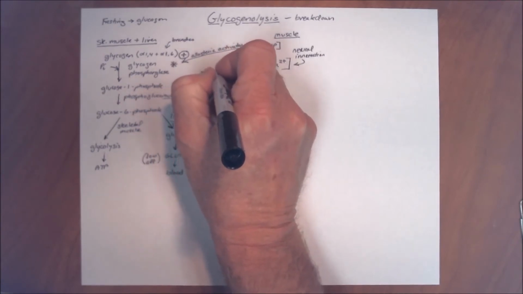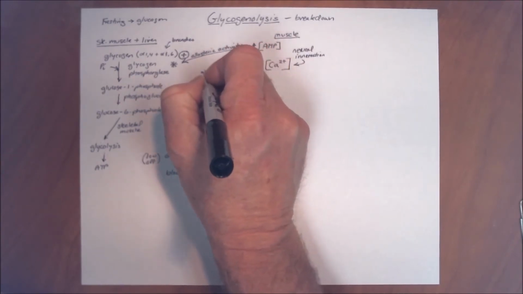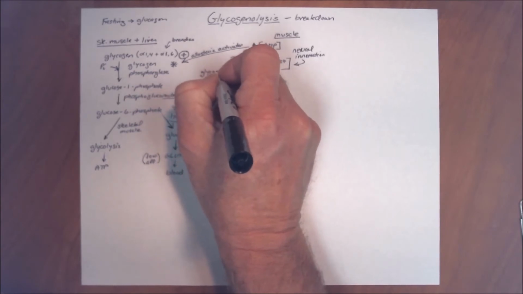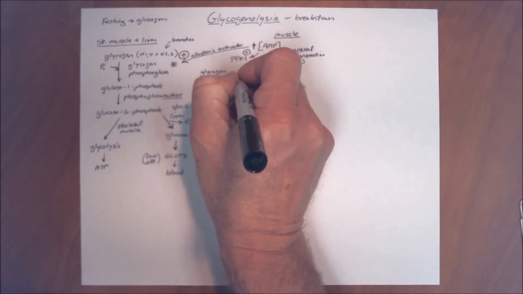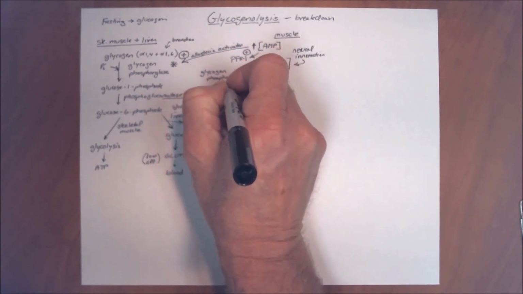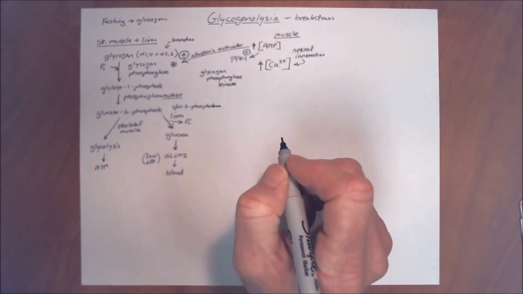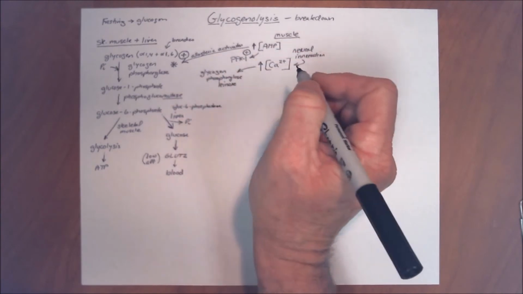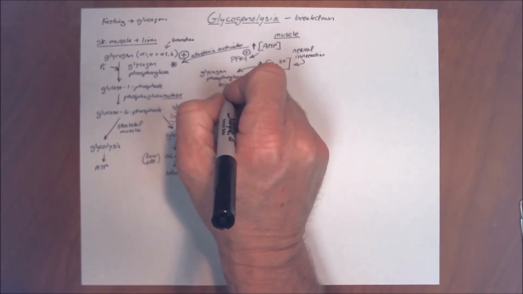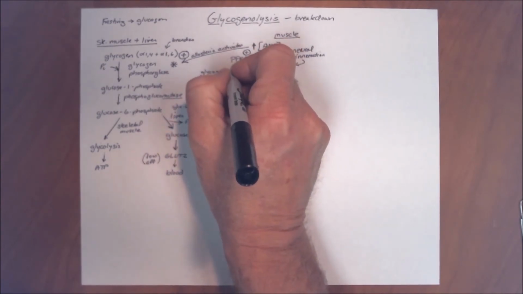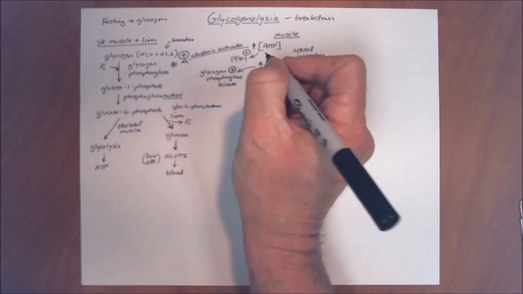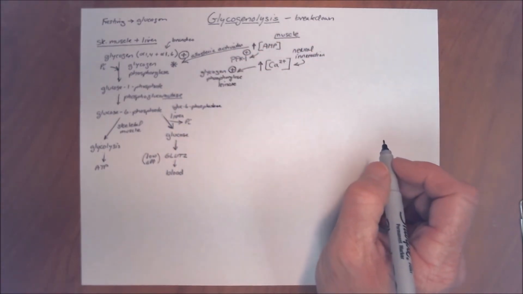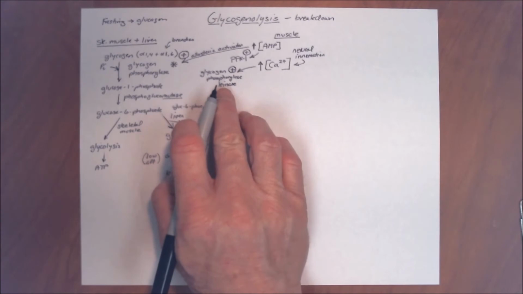an enzyme called glycogen phosphorylase kinase. And this works by direct binding of the calcium to the phosphorylase kinase enzyme. The kinase enzyme has a calmodulin binding domain, which will bind calcium and activate the kinase.